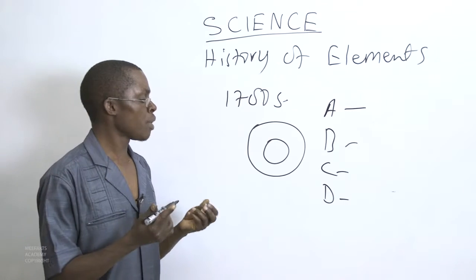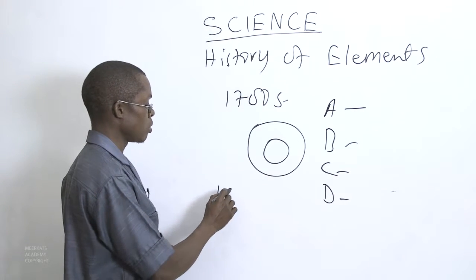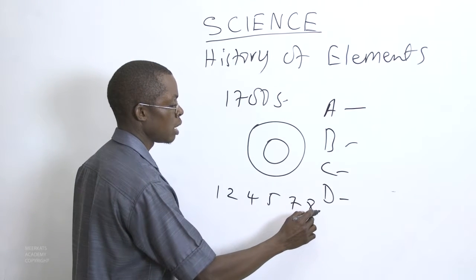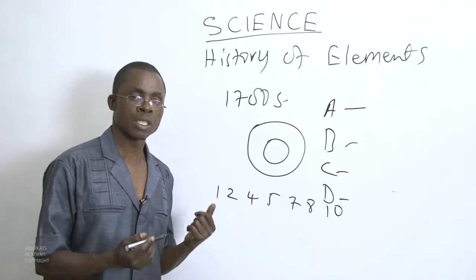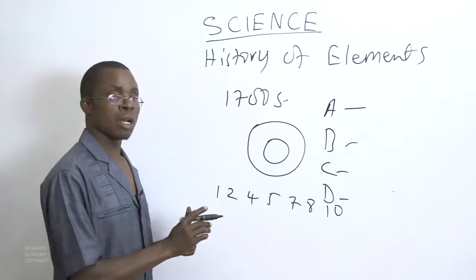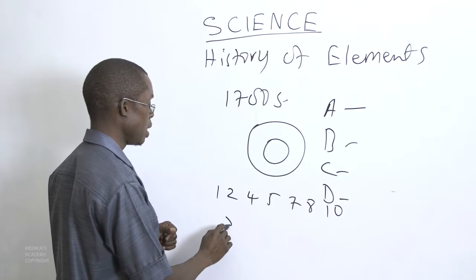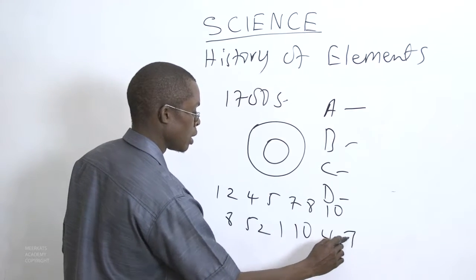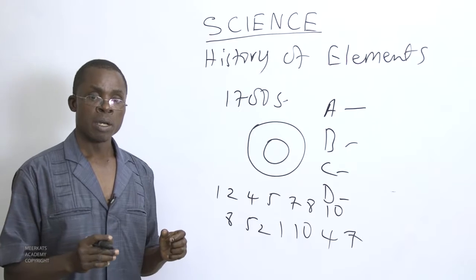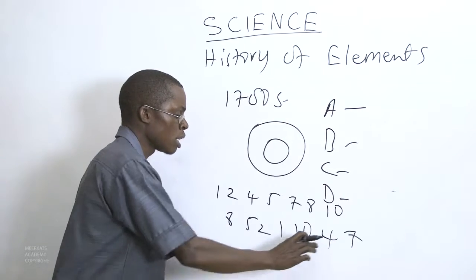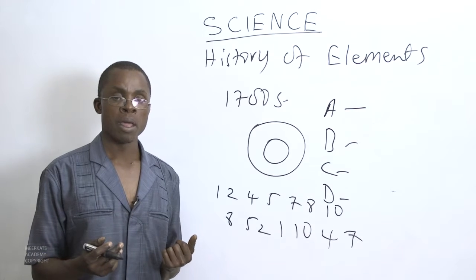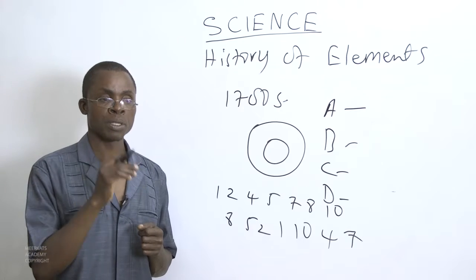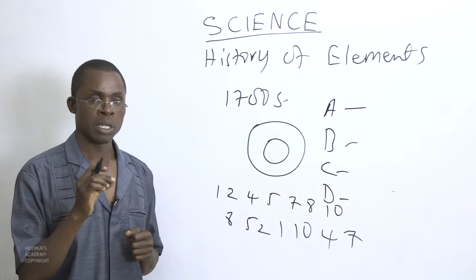Just like, for example, if I give you numbers like 1, 2, 4, 5, 7, 8, 10. Then I ask you, these numbers are not arranged in order. So let's have it like 8, 5, 2, 1, 10, 4, 7. They are not arranged in order. At first you may think all the numbers from 1 to 10 are present. But if you start arranging these numbers in order, then you will realize there are some gaps that are going to be left. Let's try.